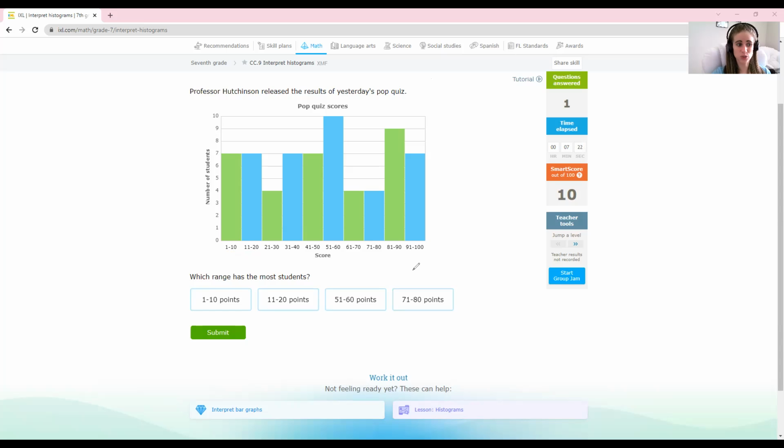Well, if I want to know which one has the most numbers, I'm going to look and see which one has the tallest bar for our histogram. Right here, this has 10 students. That's our tallest bar. So if I follow it down, I see that the score is between 51 and 60 points. That has the most students that earned that score.